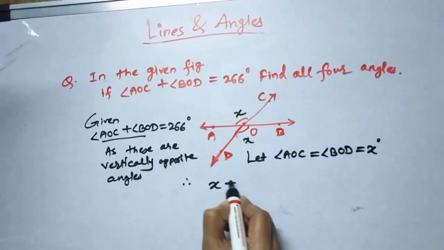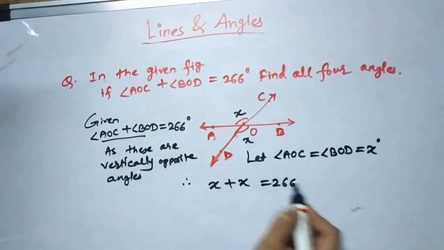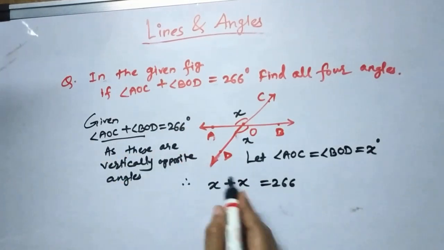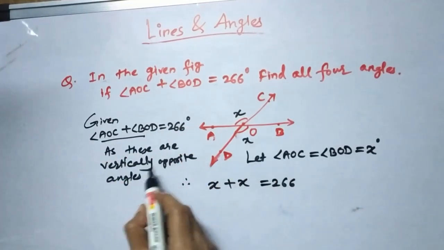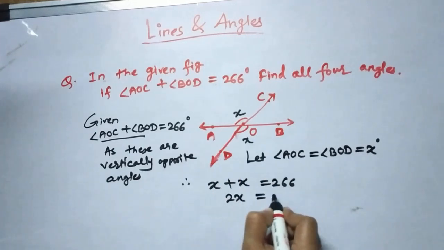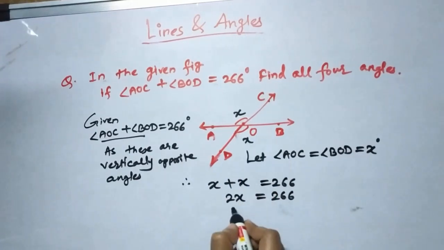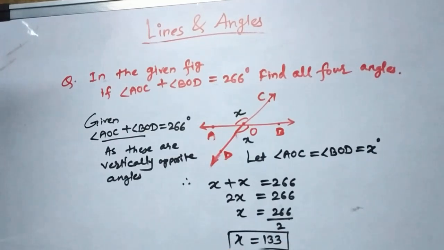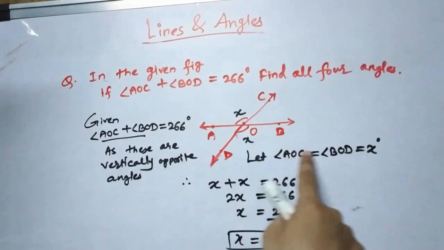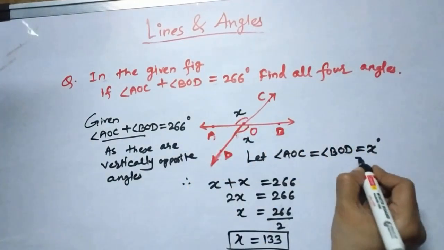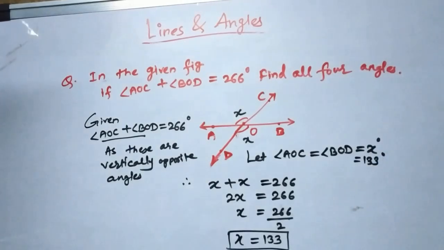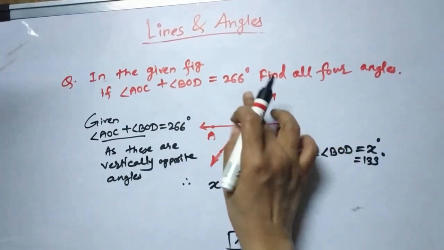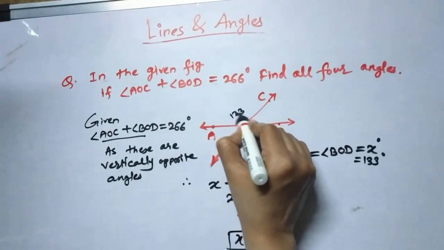We are considering it as x degrees, and we'll try to solve this equation. Therefore, x plus x is equal to 266. We have kept here x and x. They are equal because they are vertically opposite. So x plus x is what, friends? 2x. So 2 times x we got here. We need to find out x. So 266 divided by 2. So we'll get here the x value is what? 133. This means the measure of these two angles is 133. So friends, we got this x value as 133 degrees.